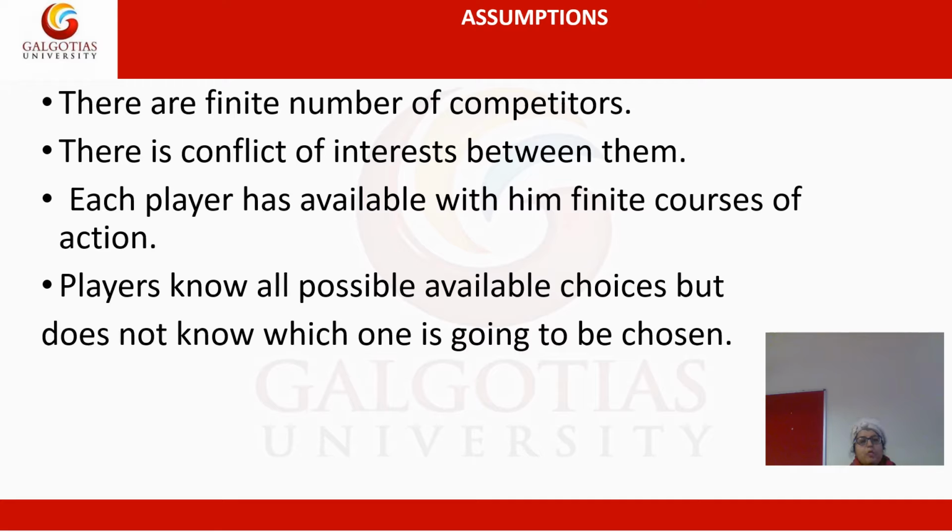The following are the assumptions of game theory. There is a defined number of competitors. The second assumption is that there is a conflict of interest between them. The third is that each player has a finite number of courses of action. The next is that the player knows all the possible available choices but does not know which one is going to be chosen. The next is that players simultaneously select their respective courses of action. The next is that the payoffs are fixed and need to be determined in advance.